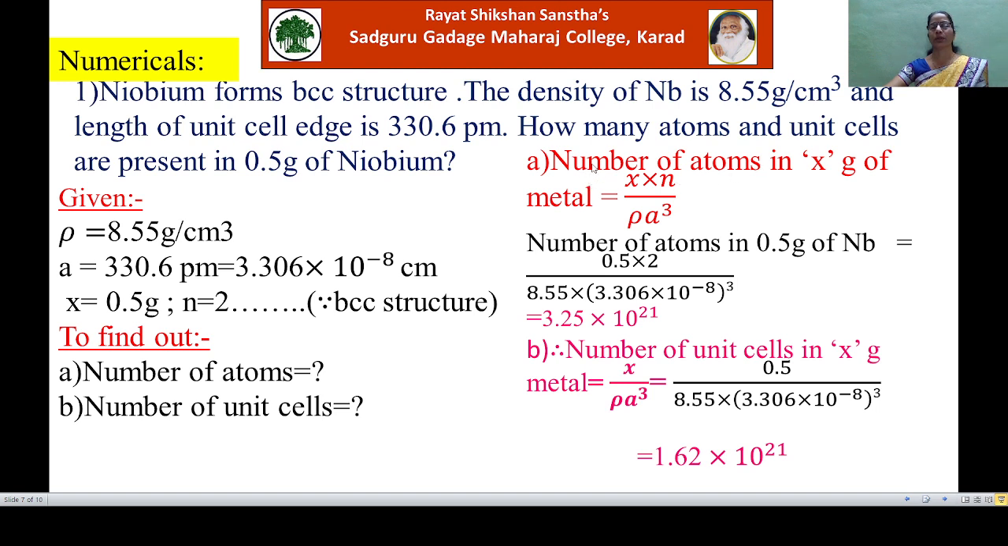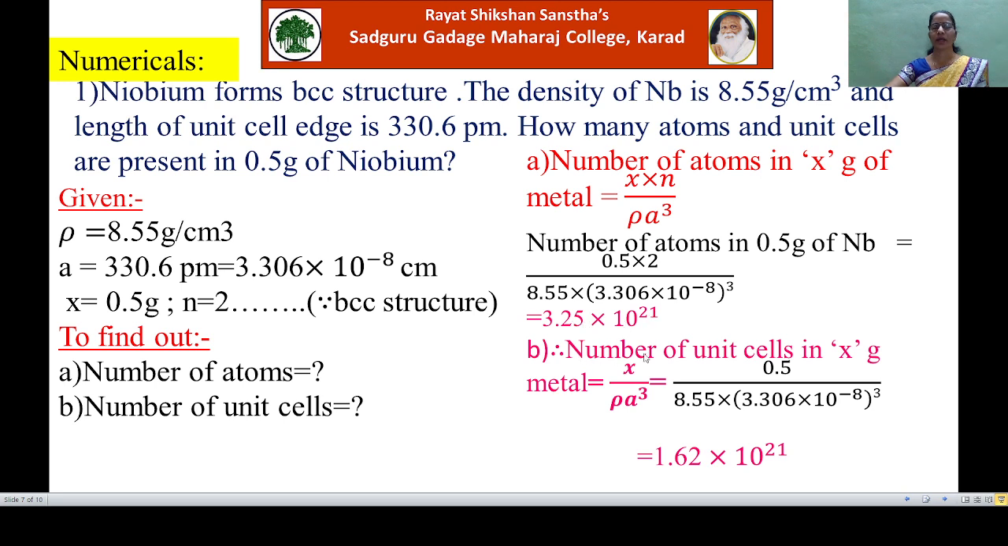First, here we know this formula. Number of atoms in x gram of metallic crystal is equal to x into n divided by rho into a cube. So the number of atoms in 0.5 gram of niobium is equal to 0.5 into 2 divided by 8.55 into 3.306 into 10 raised to minus 8, make its cube. Solve it with the help of log table. You will find the answer as 3.25 into 10 raised to 21.